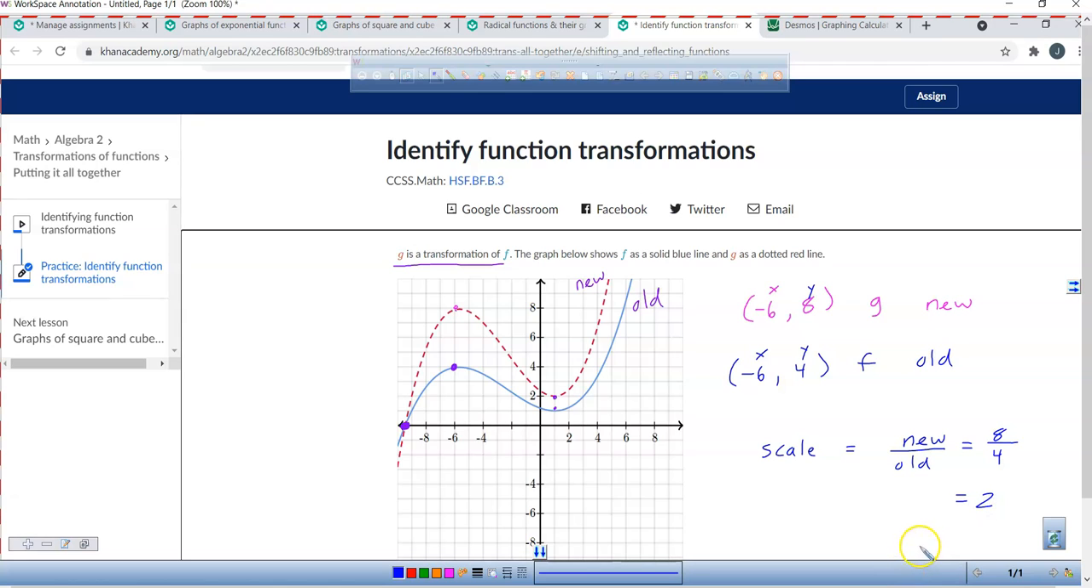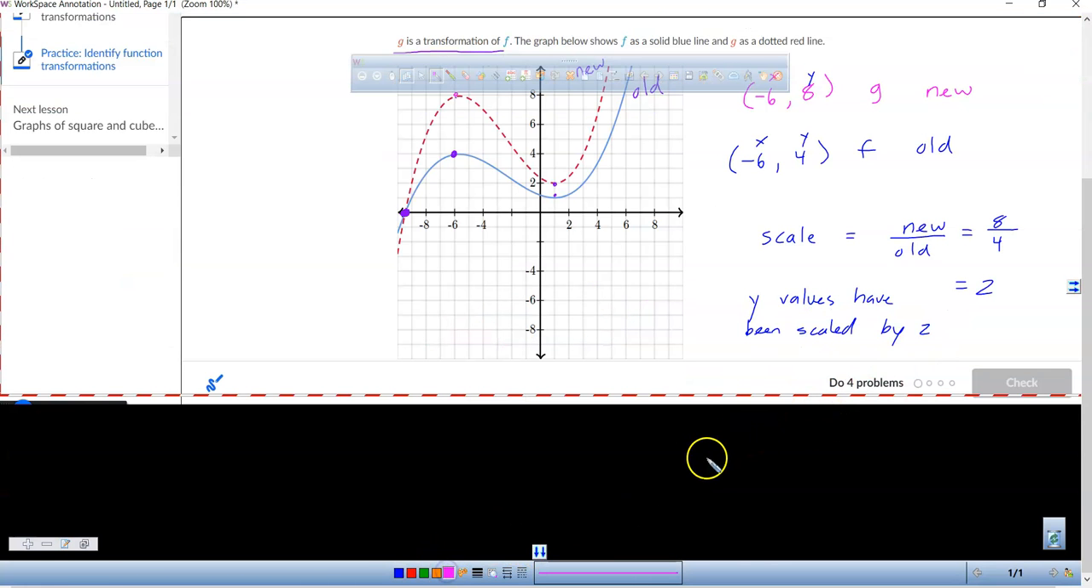2. Now, I want you guys to understand the y values. Ready? The y values have been scaled by 2. So if I said g of x equals something and we're transforming f of x, what happened to our y values? They were multiplied by 2. And I need you guys to understand that's what this means. That means all of your y values have been multiplied by 2.